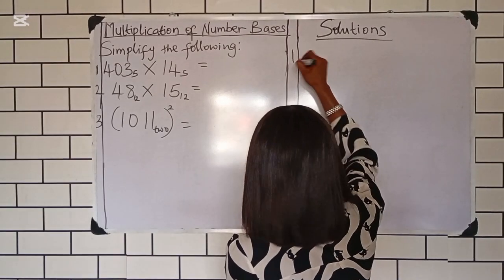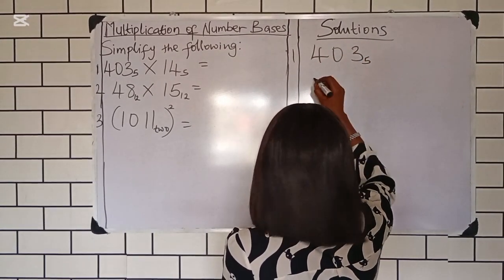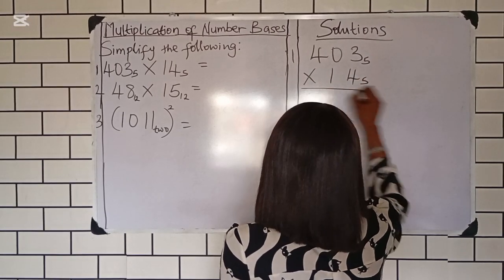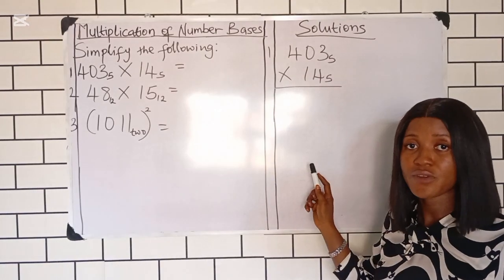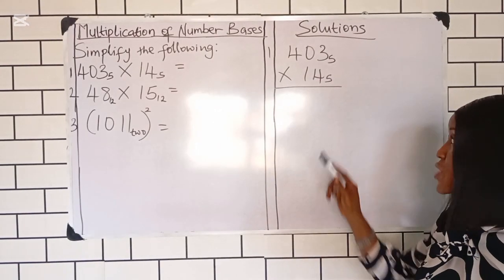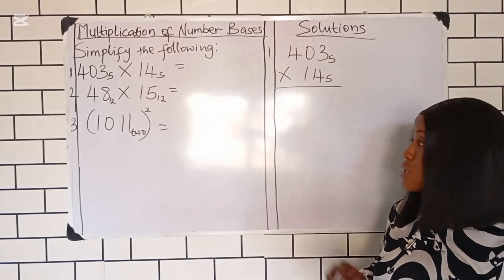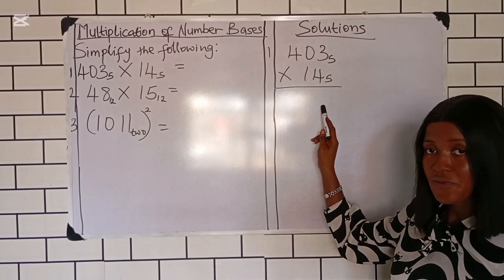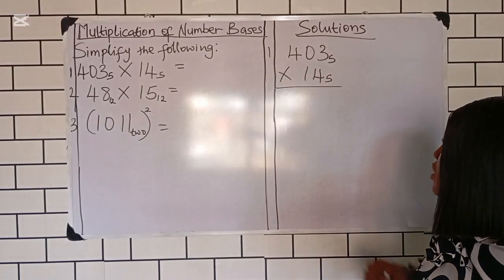We have number one: 403 in base 5 times 14 in base 5. Now we multiply. Remember how we do it because we are solving in base 5. Therefore, whatever number we are going to write here will fall between 0 to 4. Only 0 to 4 are permitted to be written under base 5. From 5 and above cannot be written under base 5.